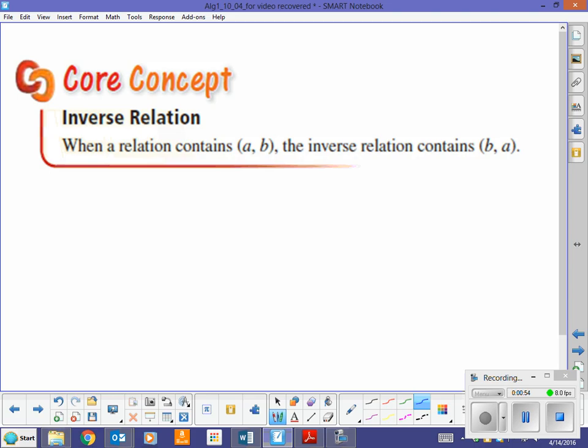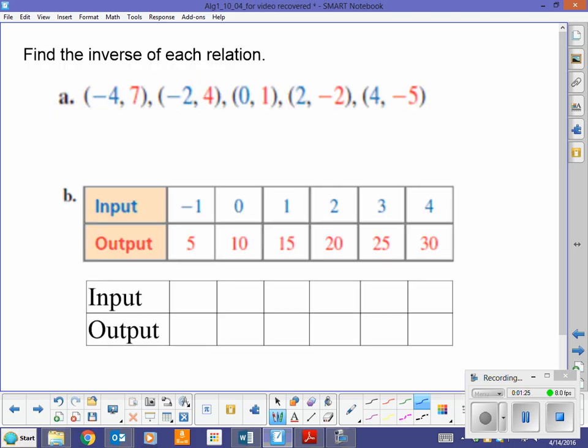So let's talk about, first of all, the relations. When we talk about relations, of course, we're talking about a set of ordered pairs. A relation is a set of ordered pairs. When a relation contains the ordered pair a comma b, then the inverse is b comma a. It doesn't get much simpler than that, right? It doesn't, because it's going to get harder than that right now. Not a lot. This is fairly straightforward. So that's about the relation of the x and y values in inverse functions.